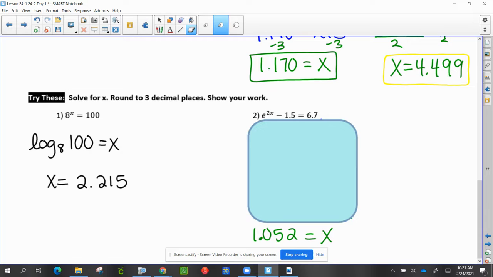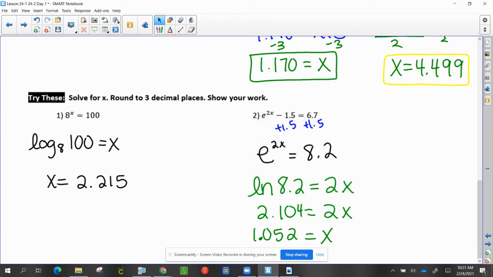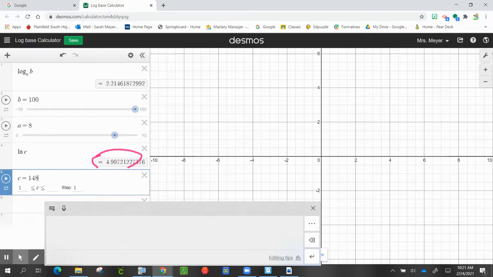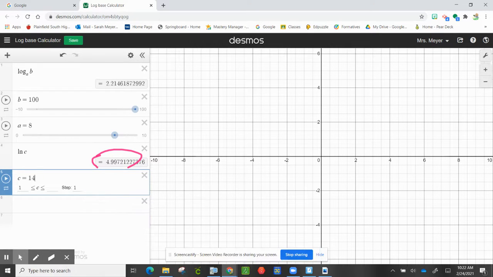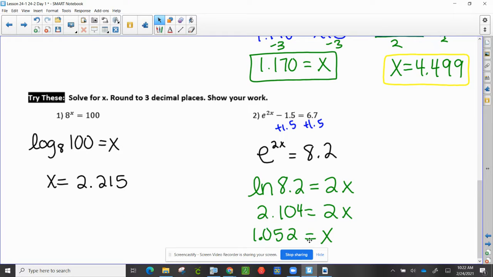Okay, here's what I got. I got 1.052. Okay, so let me show you my work. I added the 1.5 over and got e to the 2x is equal to 8.2. I undid the e with the natural log. So the natural log of 8.2 is equal to 2x. So putting this in the calculator, natural log of 8.2. Again, you can use Desmos. You would just have to kind of type in 8.2. That's okay. You get this decimal, which is what I got, and then divide both sides by 2, and you should get your final answer.